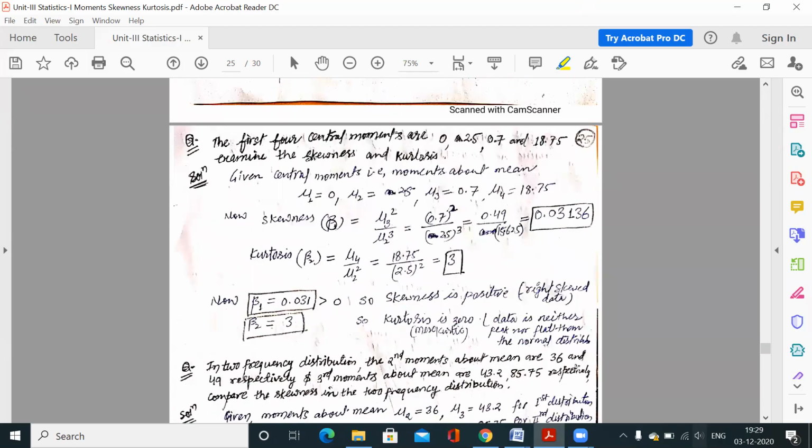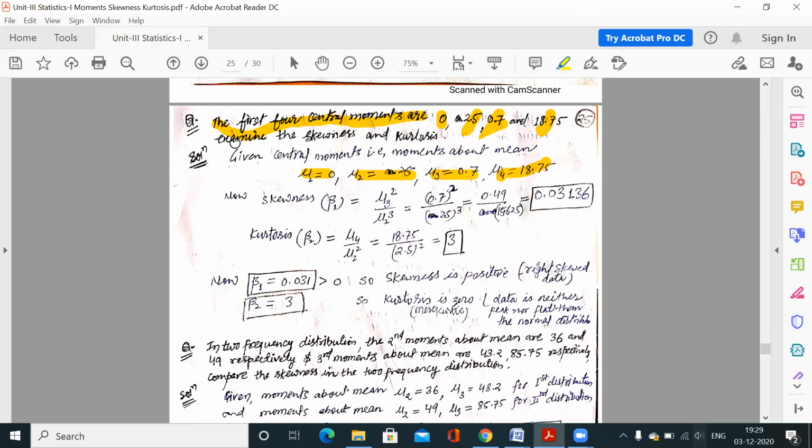Now the questions are very easy. The first 4 central moments are these. These are central moments, that is, moments about the mean, mu r. So the first 4 are mu1, mu2, mu3 and mu4. Mu1 is 0, mu2 is 2.5, mu3 is 0.7 and mu4 is 18.75. Now what we need to do is examine the skewness and kurtosis.